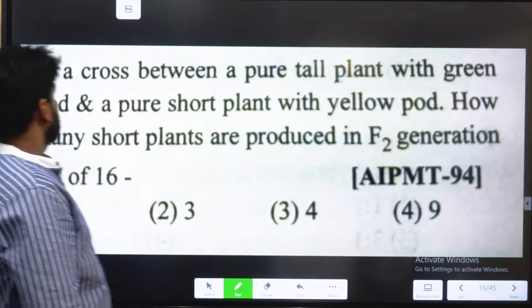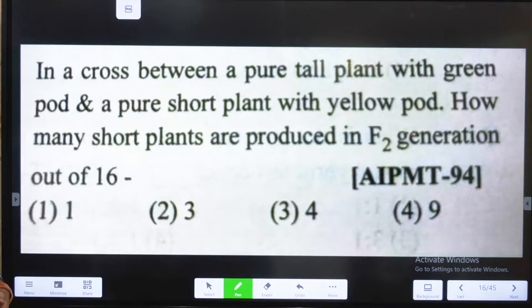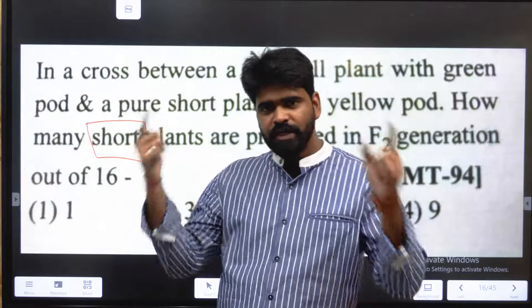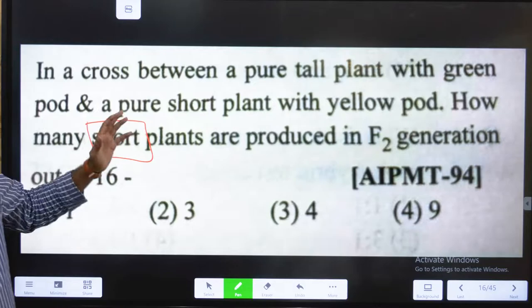In a cross between a pure tall plant with a green pod and a pure short plant with yellow pod, how many short plants are produced in the F2 generation out of 16? How many short plants are produced? Don't do it every time, just make a chart now. Okay, forget it. Take it as homework. Next question.